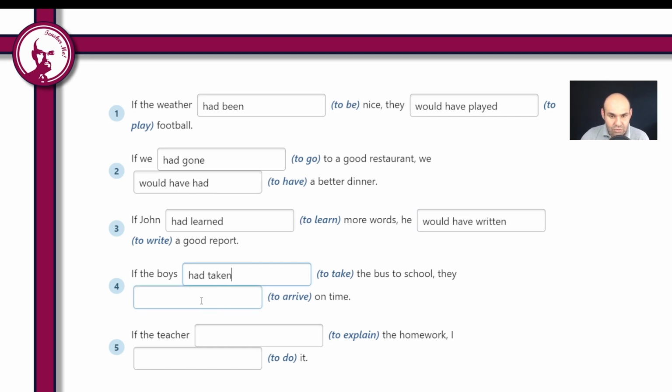If the boys had taken the bus to school, they would have arrived on time. In reality, the boys didn't take the bus to school, so they were late. But if the boys had taken the bus to school, they would have arrived on time. And the last one, if the teacher had explained the homework, I would have, what is the past participle form of the verb do? Done. I would have done it.